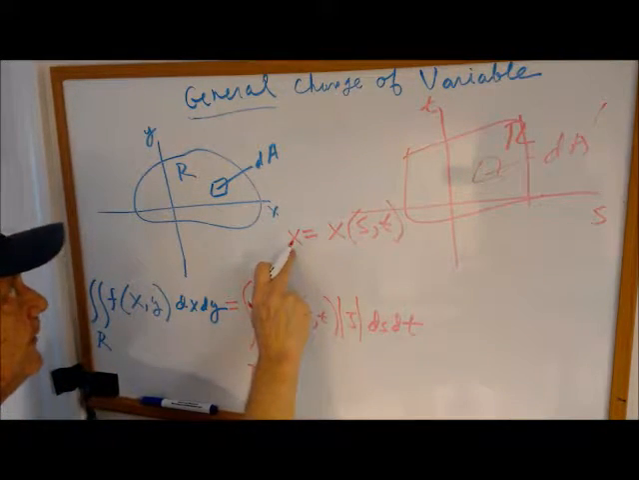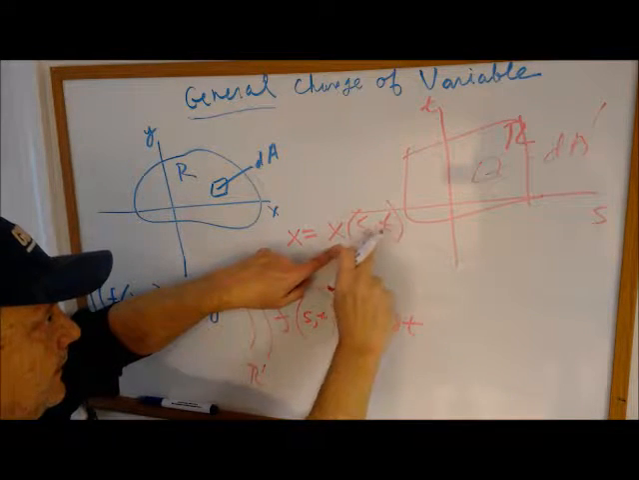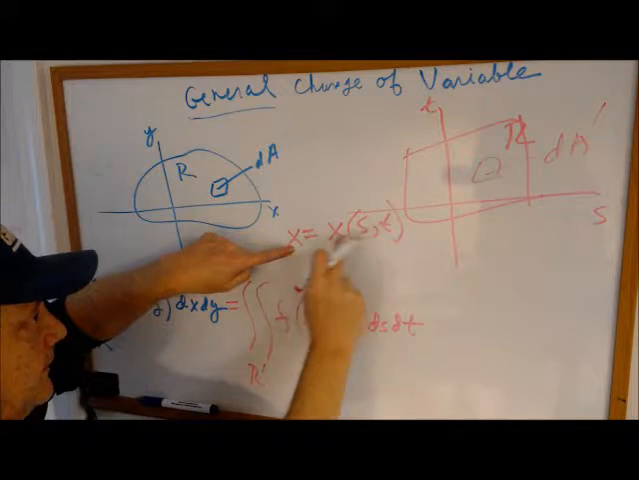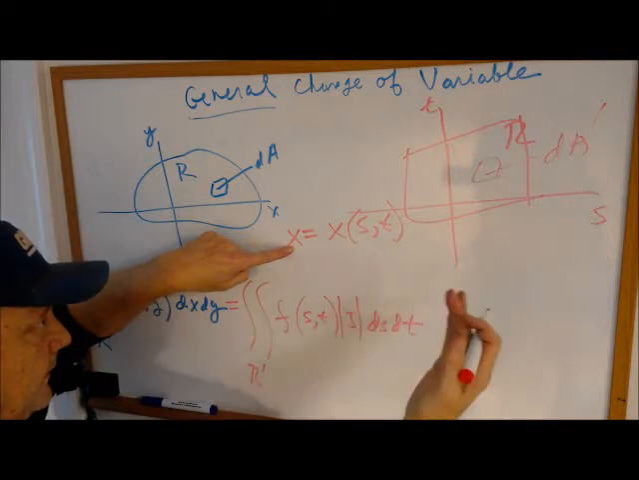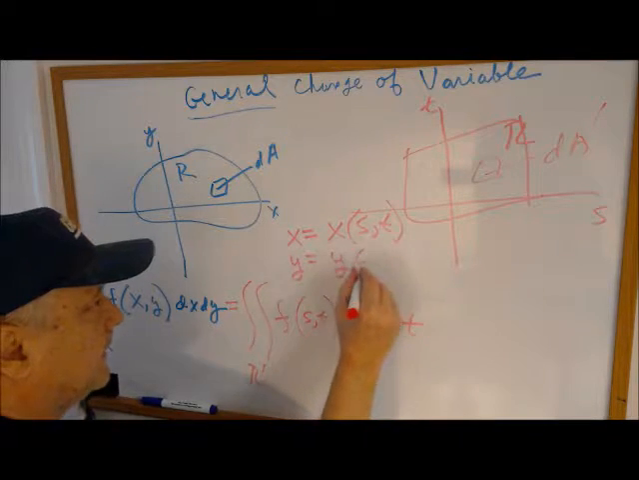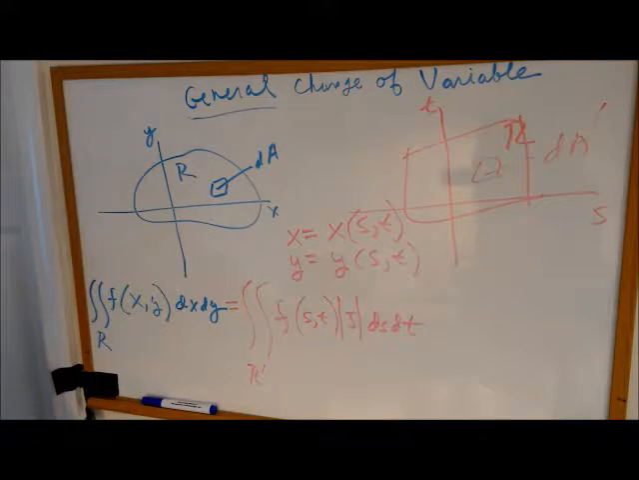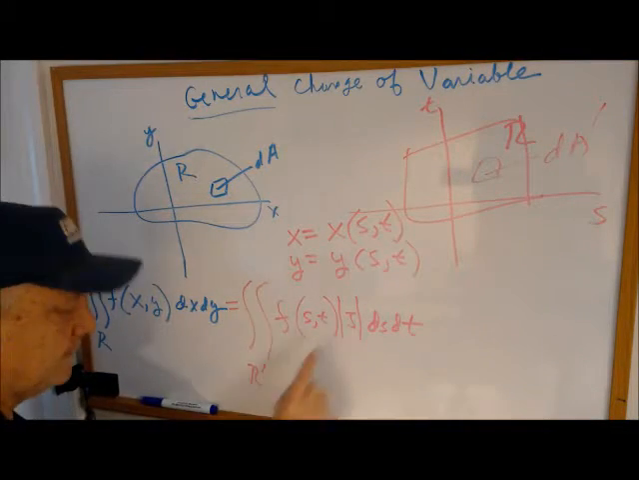So this is the variable x, and this is a function x in s and t. It might be x equals s plus 2t or something like that. And y is some function in s and t. And then we're trying to figure out what this J is.